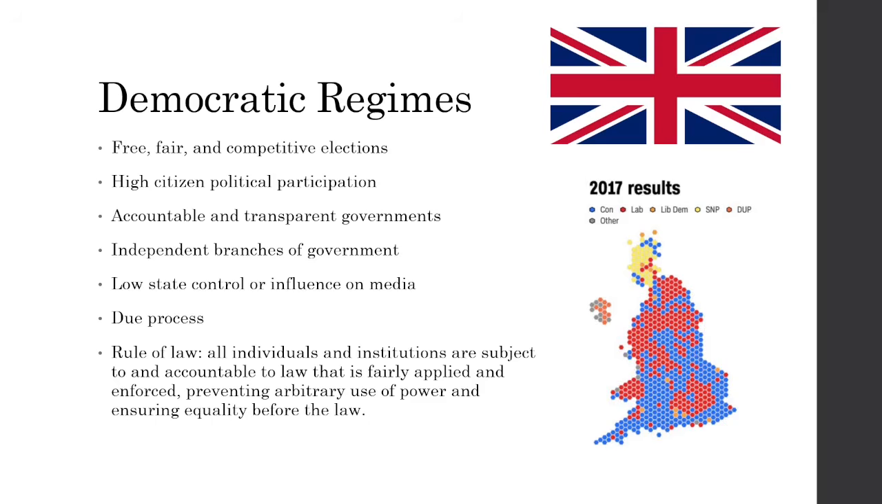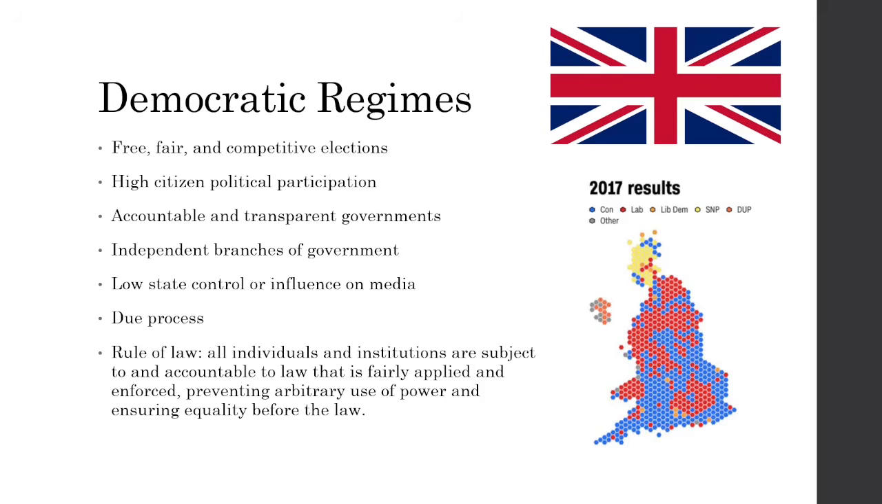So rule of law is that all individuals and institutions are subject to and accountable to law that is fairly applied and enforced, preventing arbitrary use of power and ensuring equality with the law. So essentially, nobody is above the law. The king is not above the law. The prime minister is not above the law. In Mexico, they have a president, so the president is not above the law.